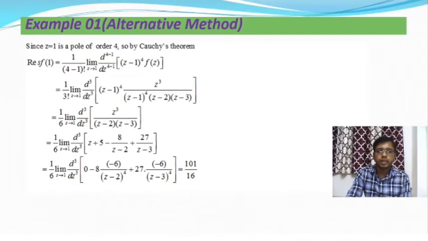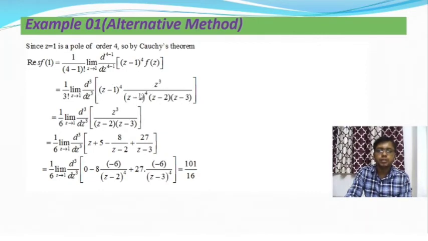So then we can apply the Cauchy residue theorem. I have already mentioned in the previous slide the form of the residue theorem: 1 by (4 minus 1) factorial, limit z tends to 1, of the third order differentiation, d to the power 4 minus 1 by dz to the power 4 minus 1, of (z minus 1) whole to the power 4 into f of z. So 1 by 3 factorial, limit z tends to 1, the third order differentiation of the function (z minus 1) whole to the power 4 into z cube by (z minus 1) whole to the power 4 into (z minus 2) into (z minus 3). This is the function f of z.